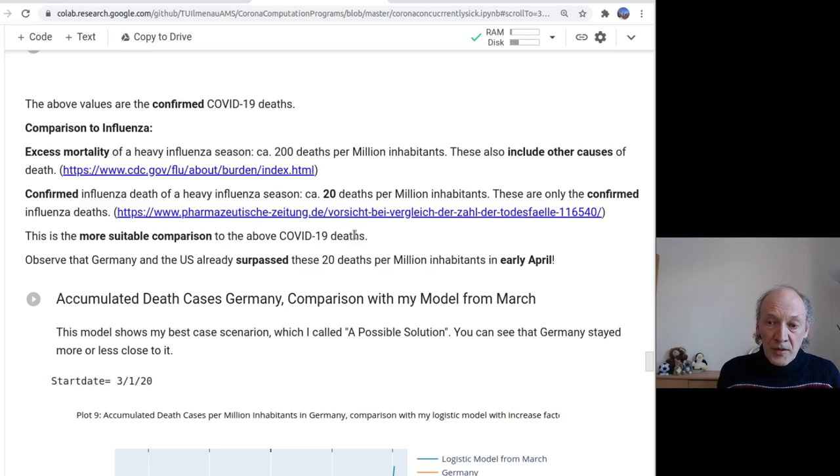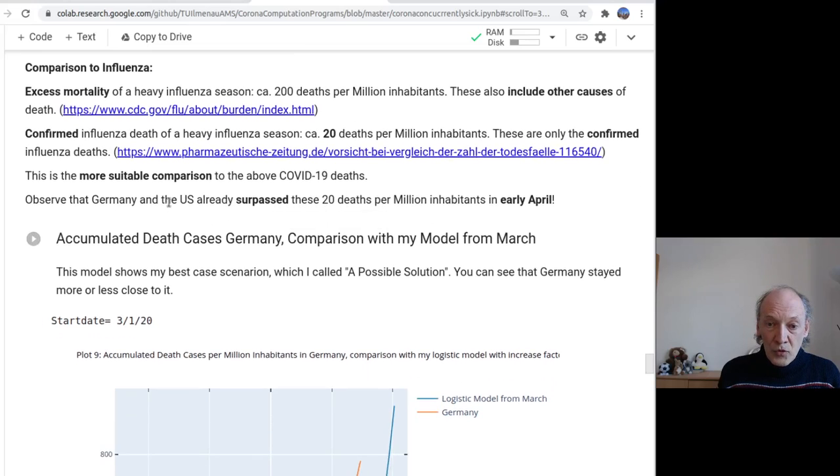And for COVID-19 death, we always list the confirmed corona death, right? So this is actually the suitable comparison, 20 deaths per million. Right, and remember now we are at 750, so much more than influenza. Yeah, so Germany and the US already surpassed these 20 deaths per million in early April. Right, and also keep in mind that for influenza we have vaccines, so everybody who wants to can have vaccination, which is only coming up for corona. So I think once we have the corona vaccinations, we don't need lockdowns and measures anymore because anybody who wants to can take a vaccination. And those who don't take the vaccination, they do it on their own risk.